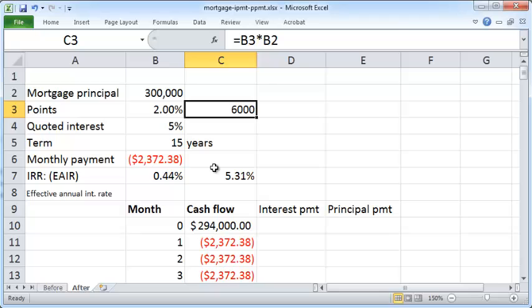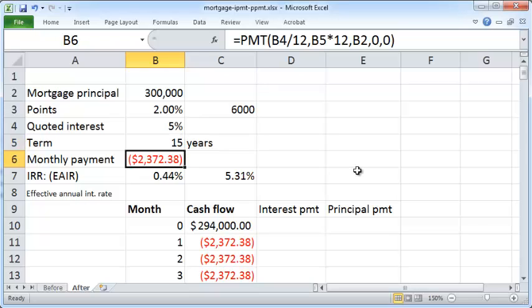In this video, we'll take a look at how to compute the interest and the principal payments for a set of monthly payments that you have to make for a mortgage. So let's say you have a mortgage amount of 300,000 that you're planning to borrow, and like every typical mortgage, there are some points to be paid. This is the amount that you pay to the lender before you receive money, and there's a quoted interest rate of 5% per year, and you need to repay this over a 15-year period.